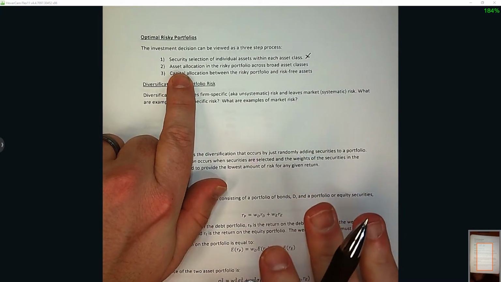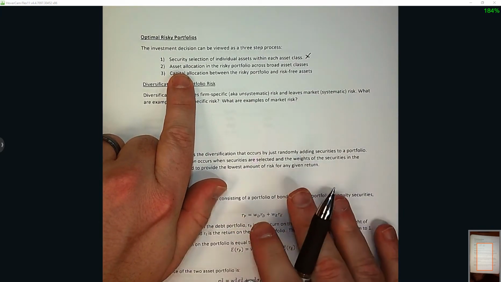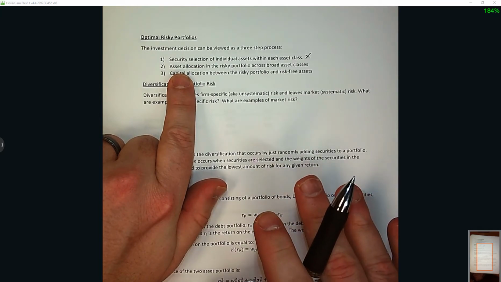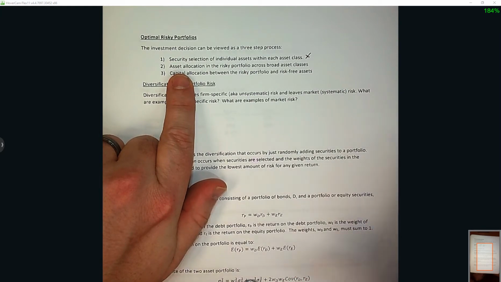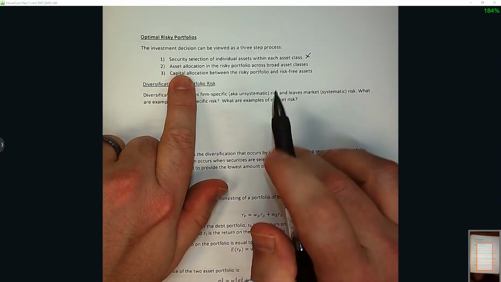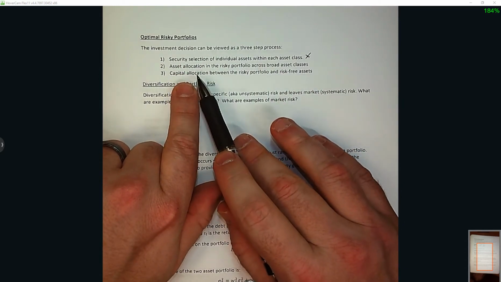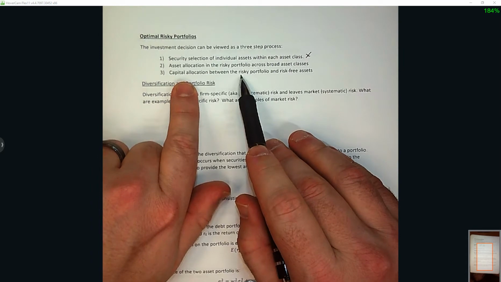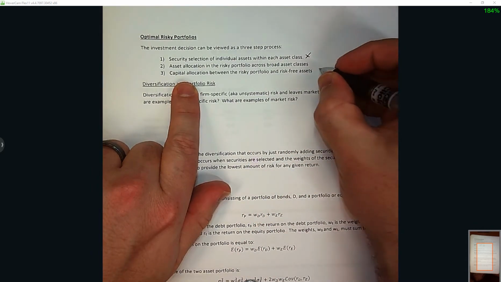in this topic area. We're going to talk about how we create a portfolio using the expected returns and the standard deviations of individual assets. The second step is asset allocation in the risky portfolio across broad asset classes. And the third step is capital allocation between the risky portfolio and risk-free assets. That's actually what we did in the last topic, topic 2.